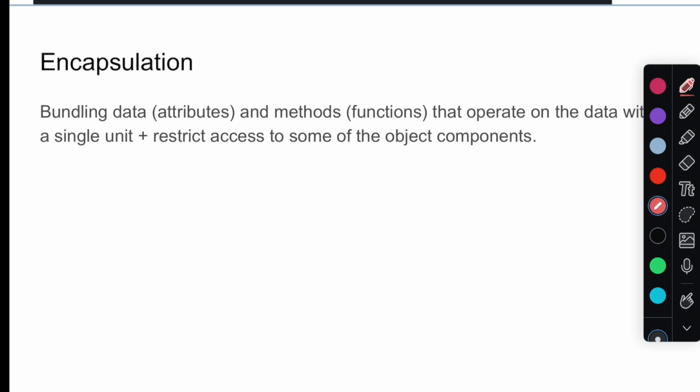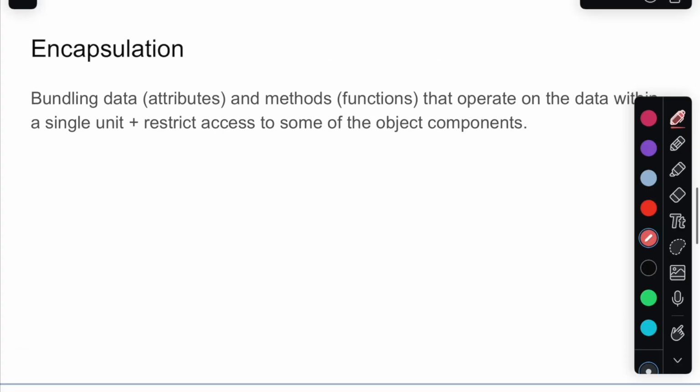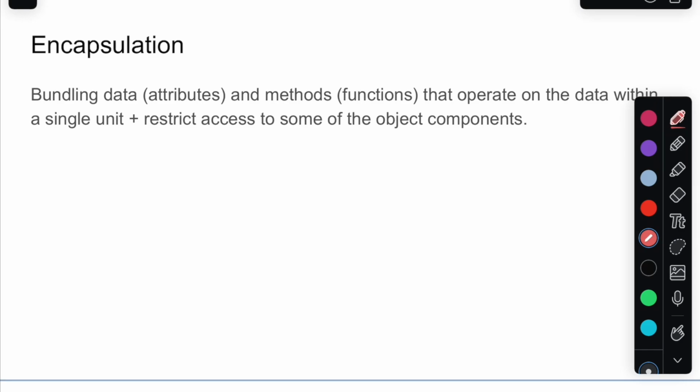So encapsulation is bundling data, which are the attributes, and the methods, which are the functions that operate on the data, within a single unit and restricting access to some of the object's components. So encapsulation is very important because it protects the data integrity. This is because oftentimes we wouldn't want users to be able to directly modify the attributes of the objects, since it could potentially damage or delete the data of the object itself.